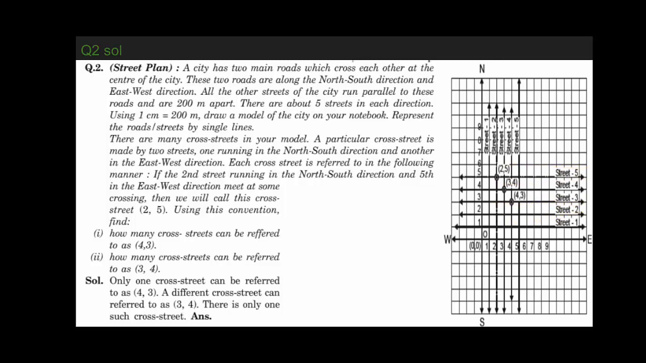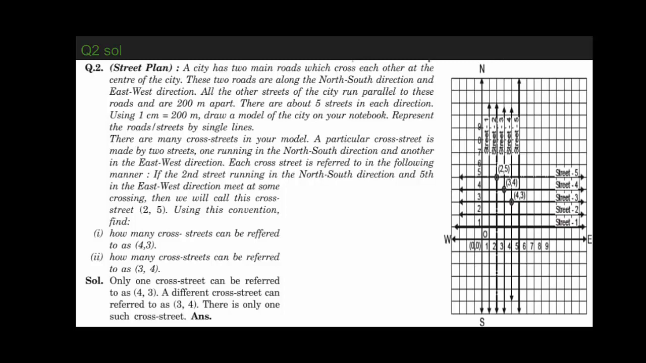In this entire question you have to keep in mind one thing. If the second street running in the north-south direction and the 5th street in the east-west direction meet at some crossing, then we call this crossing street 2 and 5. Using this condition, we have to use this hint which is given to find the answers of these two.